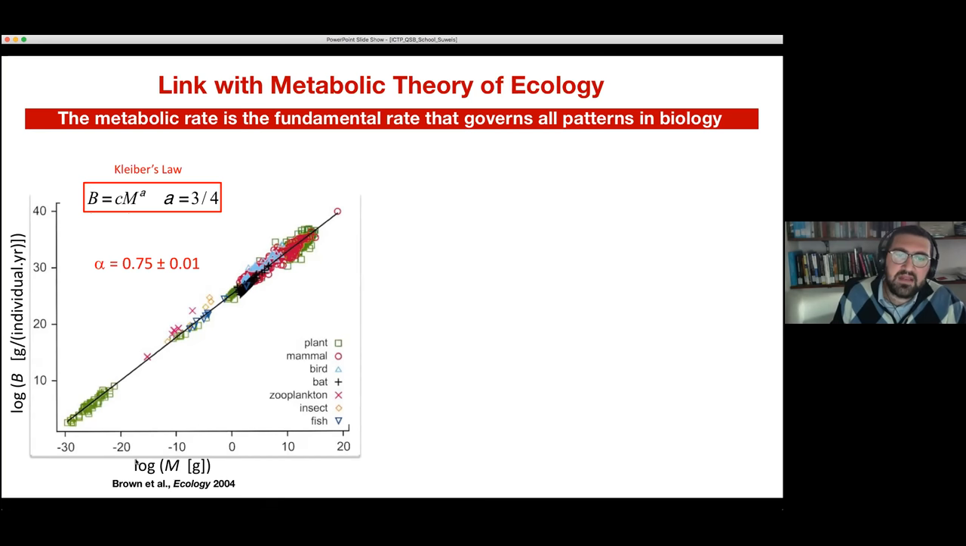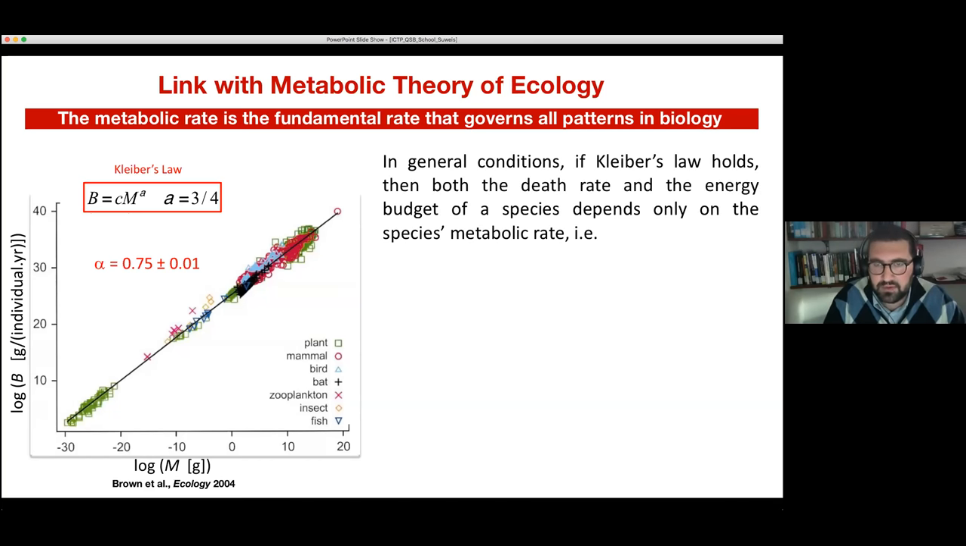And indeed, over several orders of magnitude, this relation is a power law with exponent 3 over 4. Now, this exponent is debated. Of course, this is just an average relationship, so these are average mass and average metabolic rate. But this is quite strong evidence, in many different fields, of the existence of such a metabolic rate, which is a fundamental trait that governs many patterns in biology.